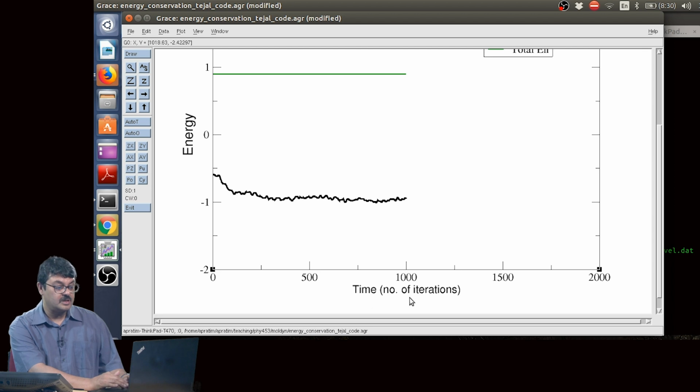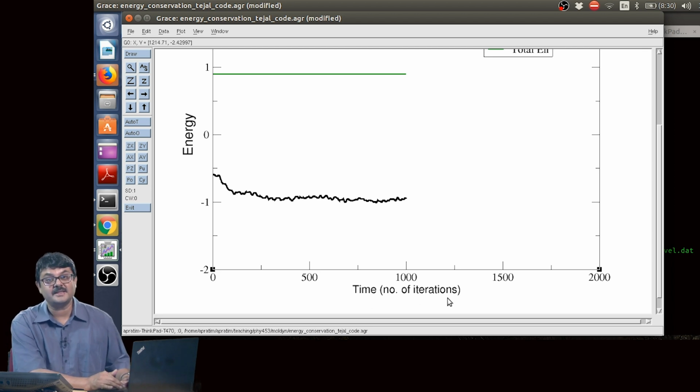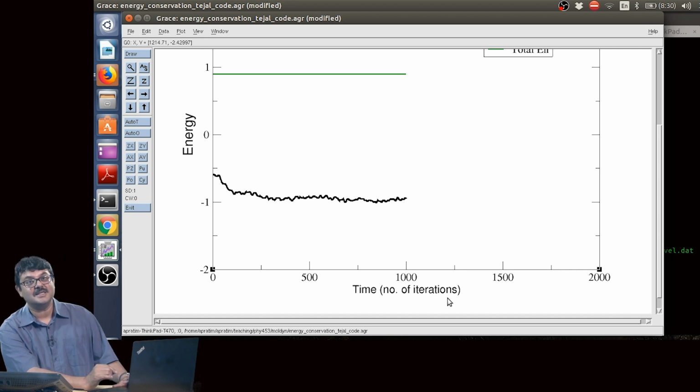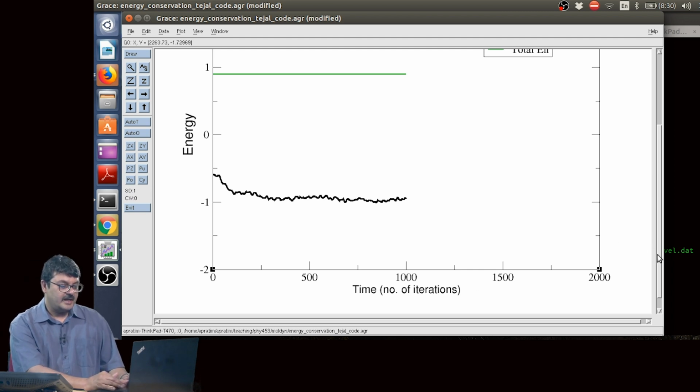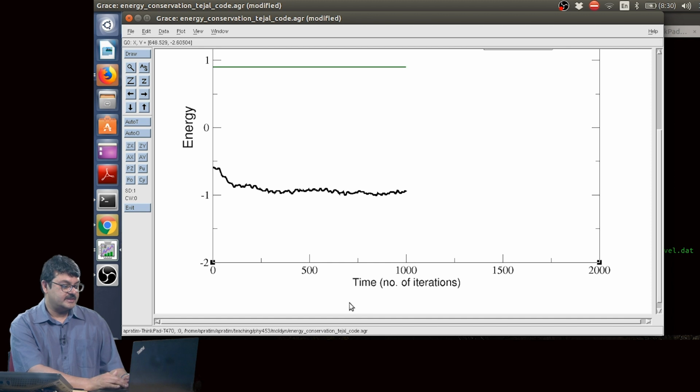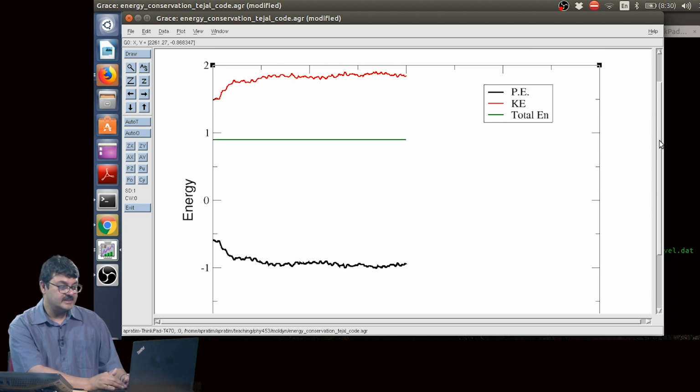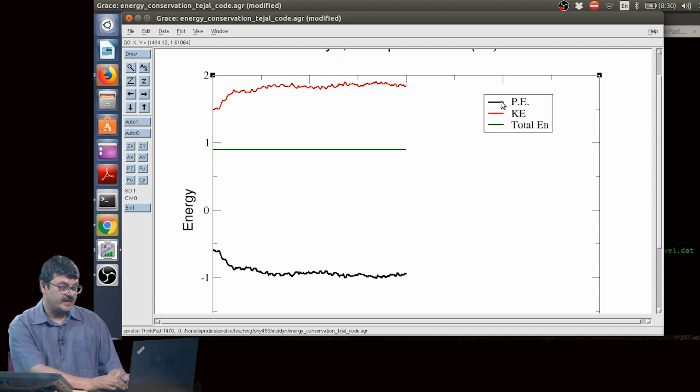Time is a misnomer. Actually, what I have plotted is the number of iterations, but if you multiply the number of iterations by dt, which is delta t, then you essentially get the real time, right. This is on the x axis, I have looked at it up to 1000 iterations. You can also look at the energy: the black curve is the potential energy, the red curve is the kinetic energy, and the blue curve is the total energy.